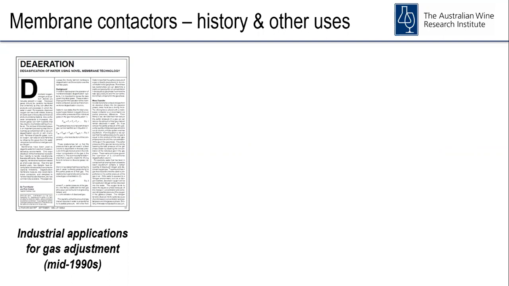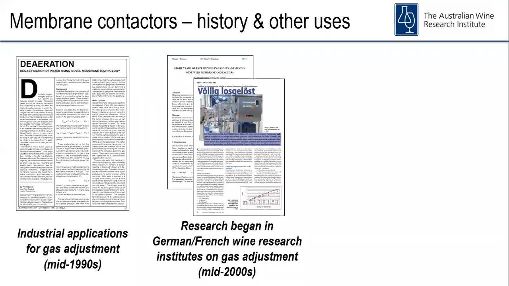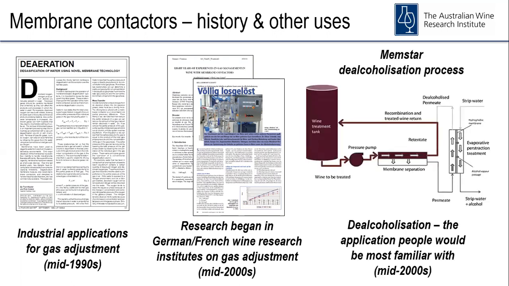Membrane contactors were used in some industrial applications in the 1990s. This is a picture from a page from an industry magazine from 1996. This was an article written by the manufacturer. The applications to wine really began in the mid 2000s. Some German and French wine research institutes began to trial the technology. And even in Australia, while we might not have known that we were using them, they were used around that time as well, just in a different way.